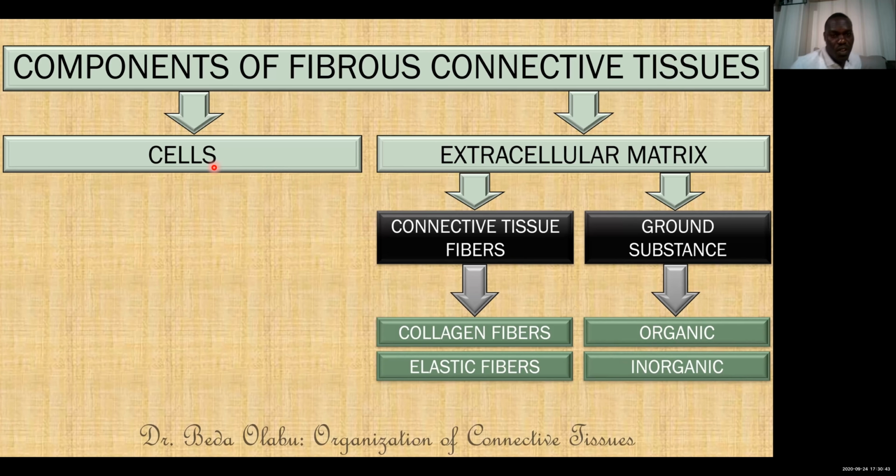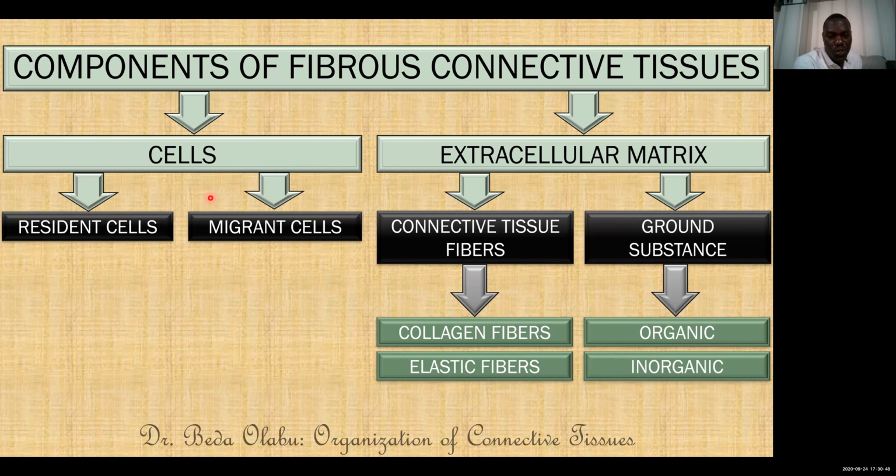The cells of fibrous connective tissues are grouped into two based on whether they are always there or they come and leave. The ones which are always there are the following. We have what we call fibroblasts. Fibroblasts are the synthetic cells of fibrous connective tissues. So they're the ones that form the matrix.